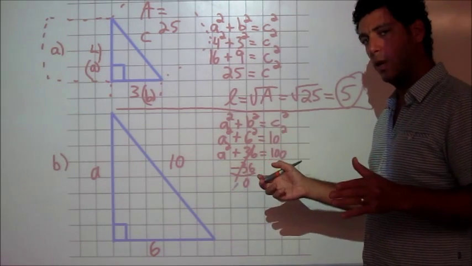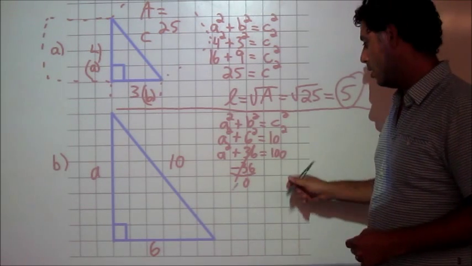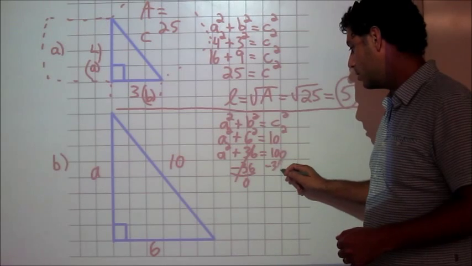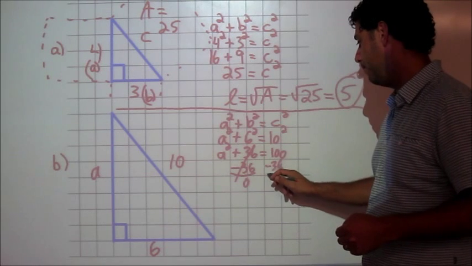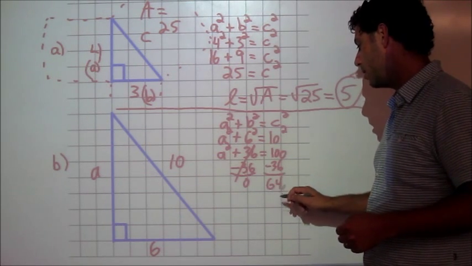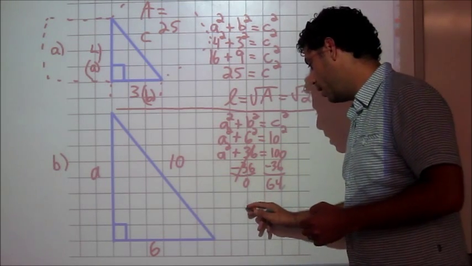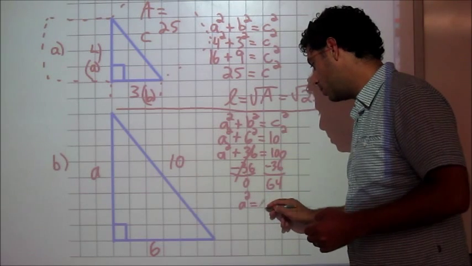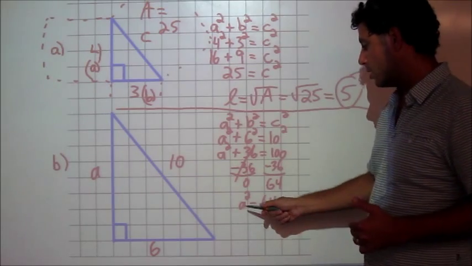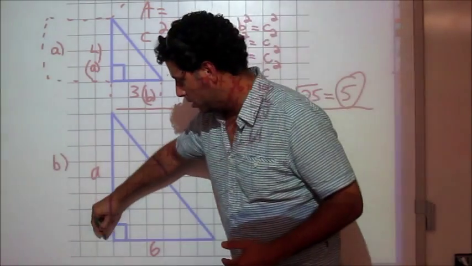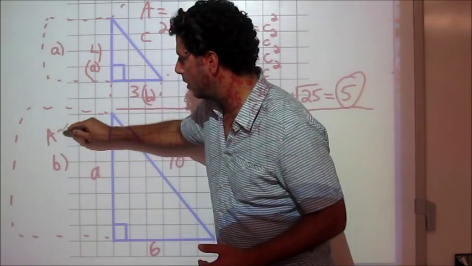Now, whenever we have an equation, whatever we do to one side, we have to do to the other side. So what I'm going to do is subtract 36 from the other side to keep things fair and balanced on both sides of the equal sign. So that's going to leave me with 64. Now I can rewrite this equation as A squared is equal to 64. In other words, the square on leg A has an area that equals 64.